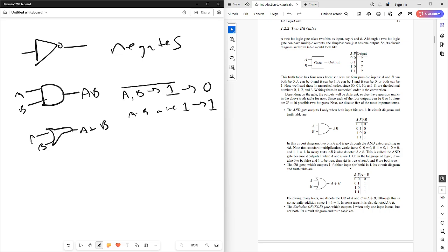And it's going to put out whether A or B or both are true. So 1 or 0 is acceptable for either of these in order to equate to 1. 0, 1, or 1, 1, or 0, 1 will all equate to 1.